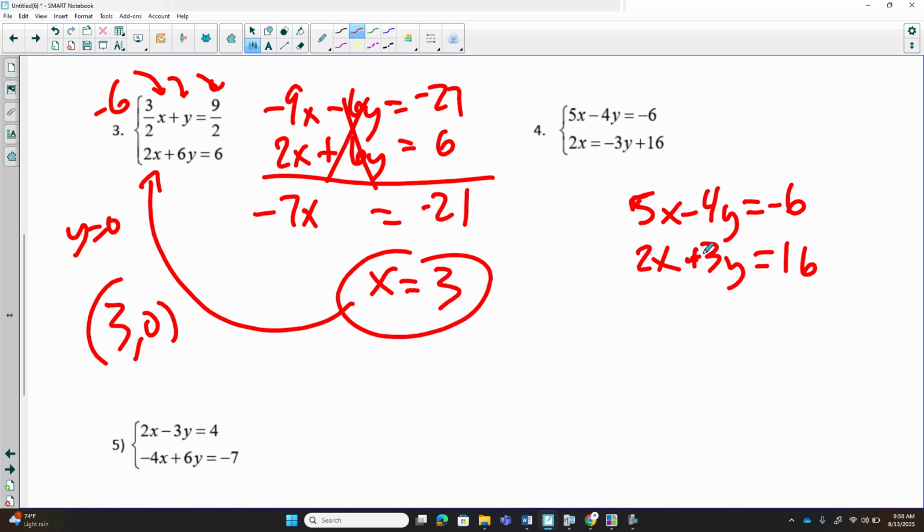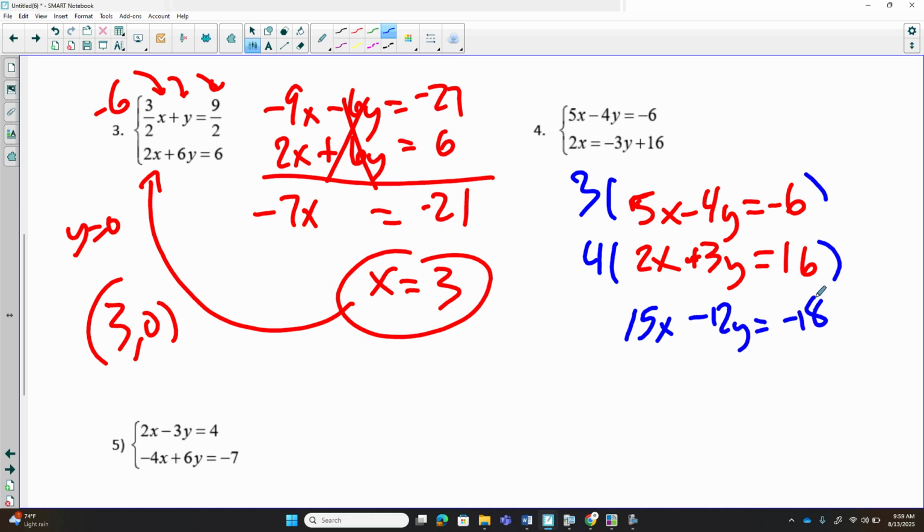And if you look at number 4 on the board over there, they have 12. They decided because one's positive, one's negative, they took the top one and multiplied it by 3. And then you should have taken the bottom one and multiplied it by 4. So that's where they're getting that 15x minus 12y equals negative 18. And on the bottom, they got 8x plus 12y is equal to 64. That is where they got those from because you have to multiply the top and the bottom ones in order to get that to work.